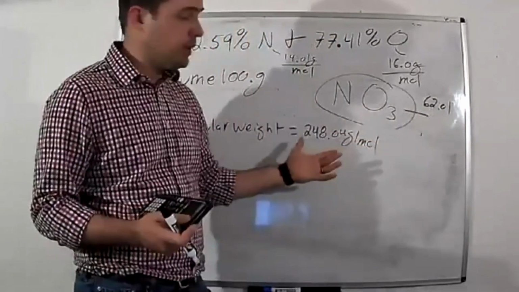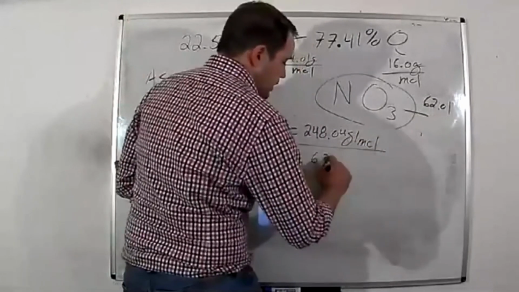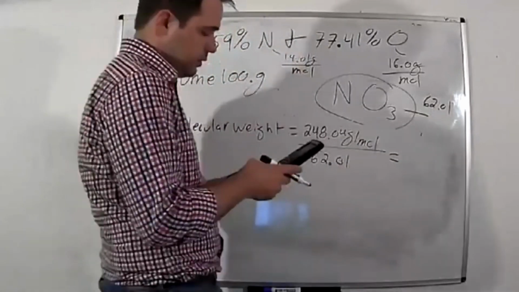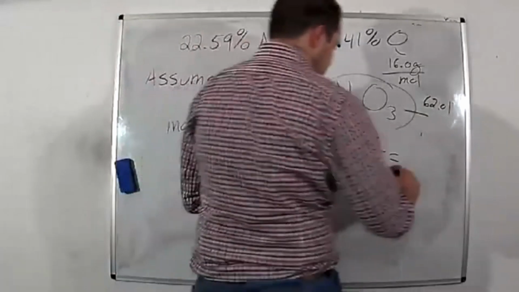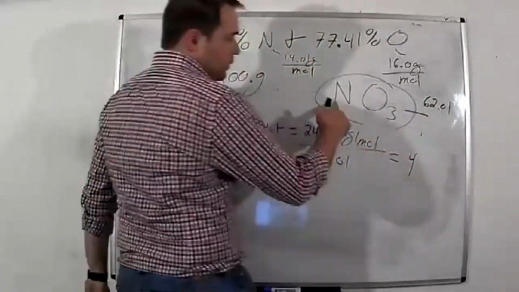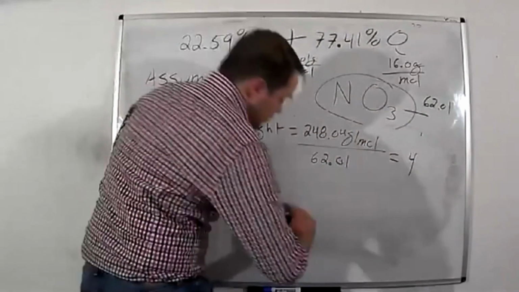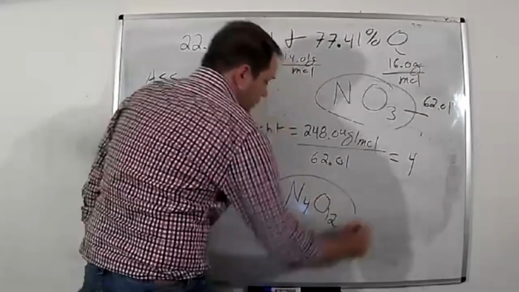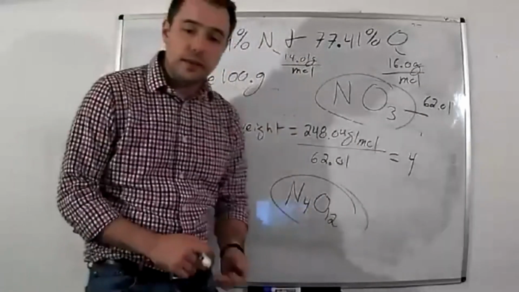Our molecular formula is going to be some multiple of that. Divide the mass of the molecular formula by the empirical formula weight. 248.04 divided by 62.01 is 4. I know that my real deal compound is 4 times this. So my real deal compound would be N4O12. That would be the true identity. I just made that up, but that's how those work.